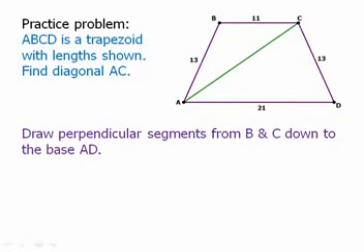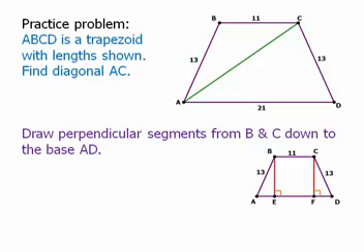So here what we're going to do is draw perpendicular segments from BC down to the base. So what we create is some kind of rectangle in the middle. It looks like it might be close to a square, but it's not exactly a square. And then we have two symmetrical right triangles on each side.